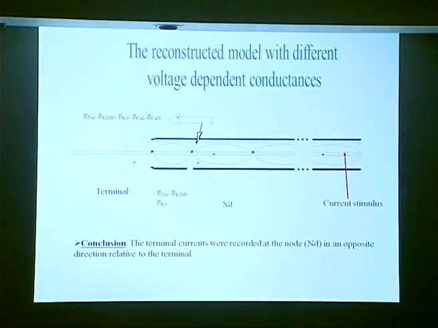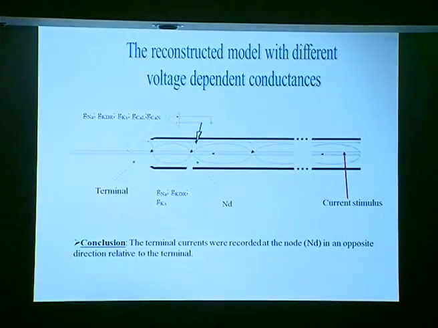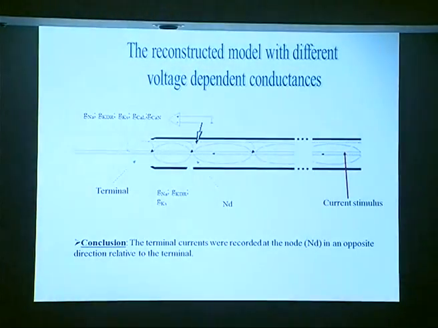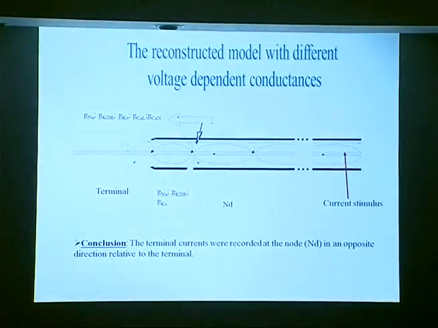Now, in my model, I built the same axon based on a Yoram simulator, and I put different voltage-dependent conductances on the terminal and on this node. The stimulation was on the distal point, and the action potential progressed in the direction of the recording point and activated an action potential also here and on the terminal.